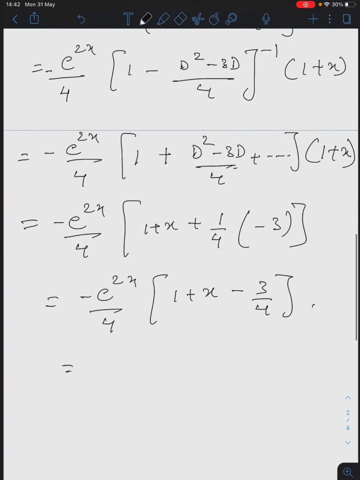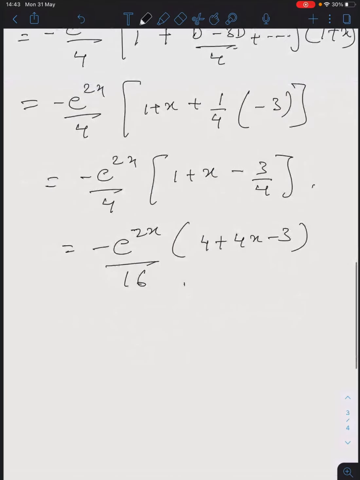Now let us further simplify it. E to the power 2x as it is with a minus sign. Here you will have (4 plus 4x minus 3) by 16. So when you write it, it will be minus e to the power 2x by 16 times (4x plus 1). So this is nothing but the particular integral, minus e to the power 2x by 16 into (4x plus 1).